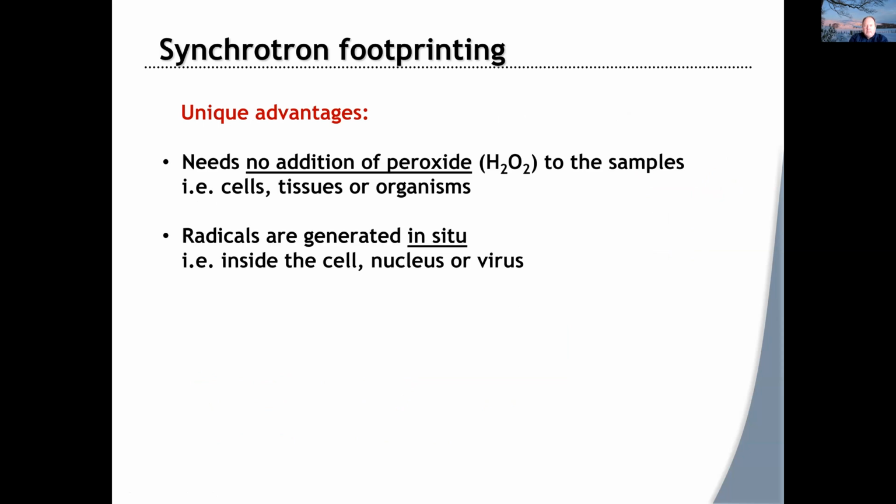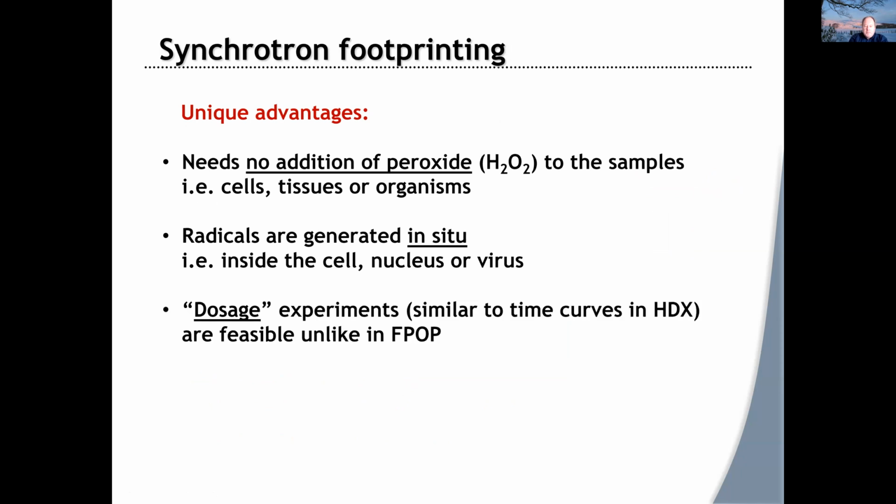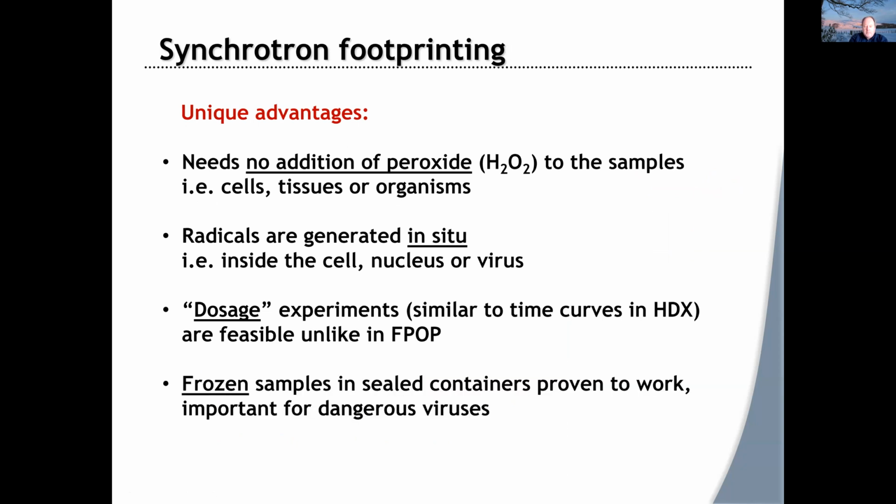Unique advantages there are that you don't need to add peroxide, so you can probably more easily work in cells, tissues, and organisms. Radicals are generated in situ, not added, as it were. You can do dosage experiments. You can actually expose it longer while the laser flashes are constant length. And you can, for example, take viruses in a frozen sealed container and put them in the X-ray beam, and also label the oligonucleotide packing inside the virus.